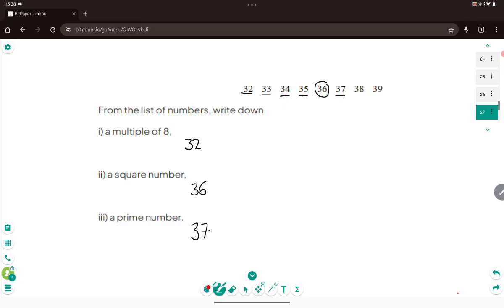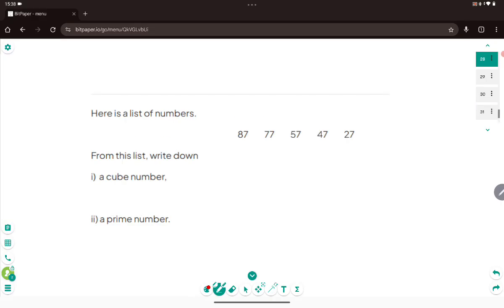38 is not, and neither is 39 because I know 39 is in the 3 times table. Here is a list of numbers. From this list, write down a cube number.